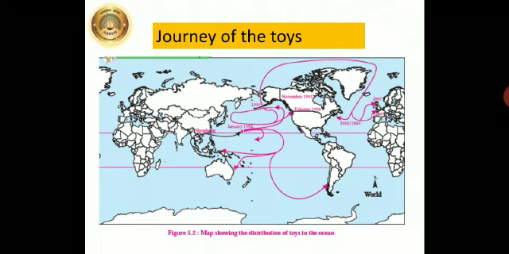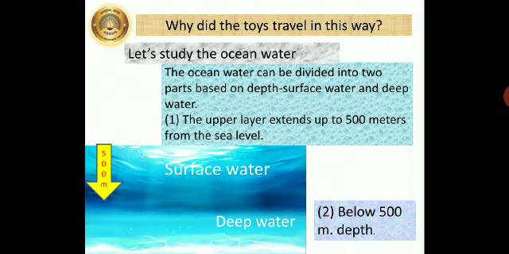Now observe this map, figure 5.2, showing the distribution of toys in the ocean. Observe this map and write the names of the places that are mentioned on the map, and see the journey of the toys. Now, why did this happen? Why did the toys float and why did they travel through the world? To understand this, we need to know the ocean water.